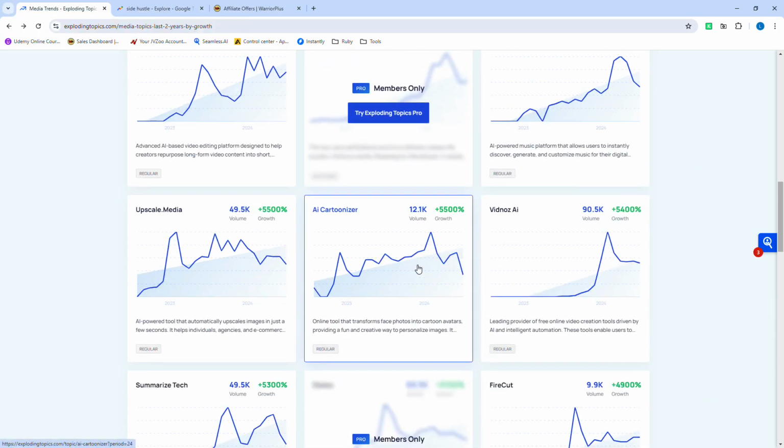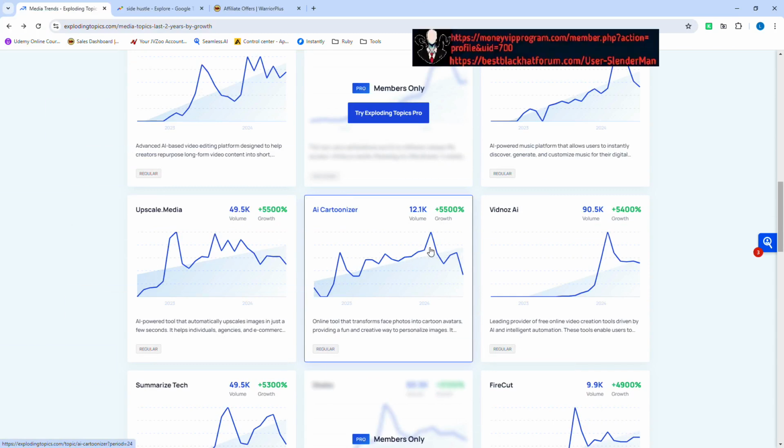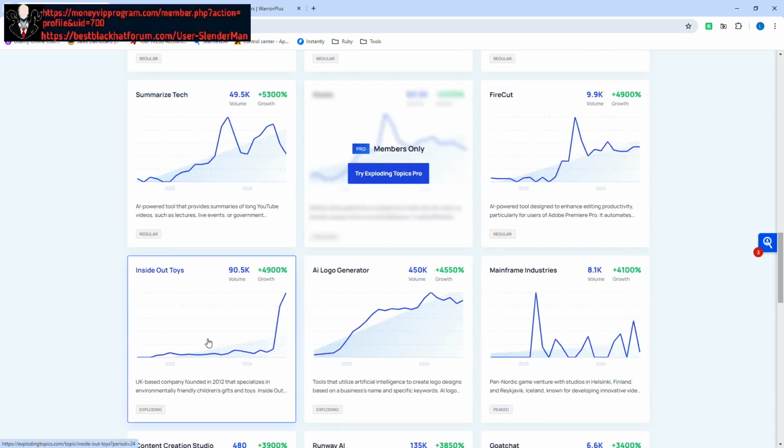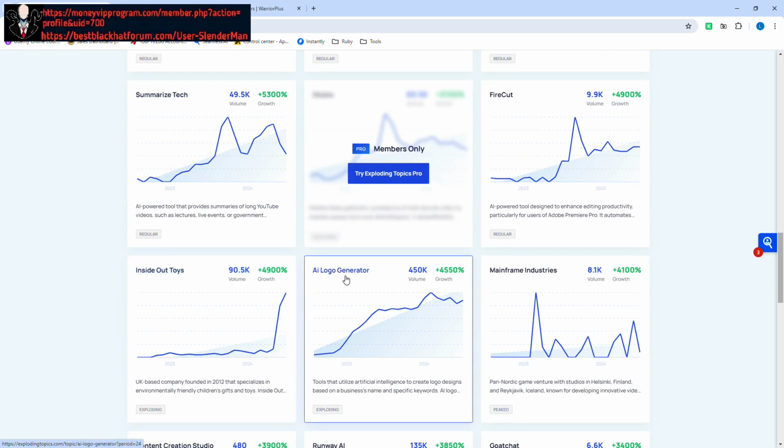Cartoonizer, that's losing a little bit of interest, even though the trend over the last 12 months is up. And you also have to watch for spikes like this. This is an incredible interest spike. AI logo generator, huge spike, right? Huge spike right here. Tools that utilize artificial intelligence to create logo designs based on business name and keywords. So you can make a quick report.